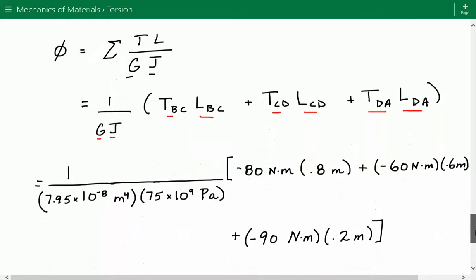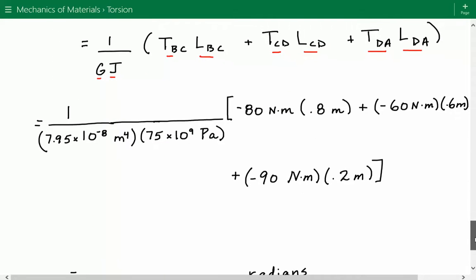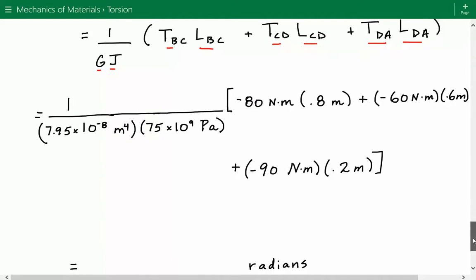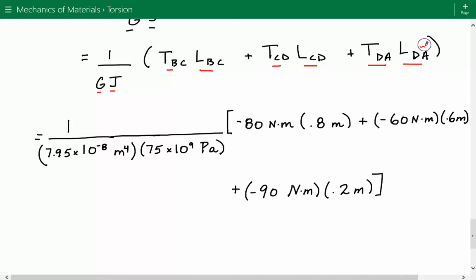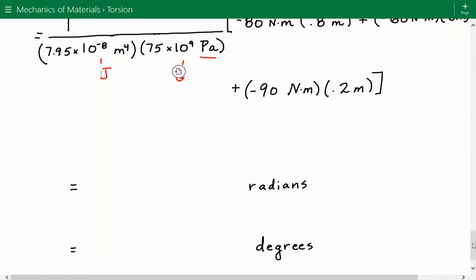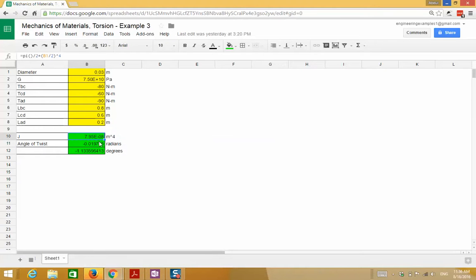We simply plug in the numbers and just make sure you have your units correct. Convert G from gigapascals into pascals, and J is in meters to the fourth power, and everything else is Newtons and meters inside the parentheses. So our angle of twist is equal to negative 0.019785 radians.